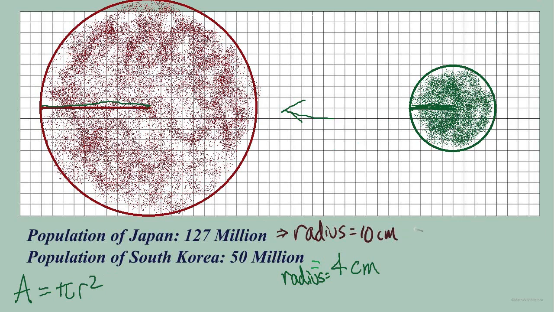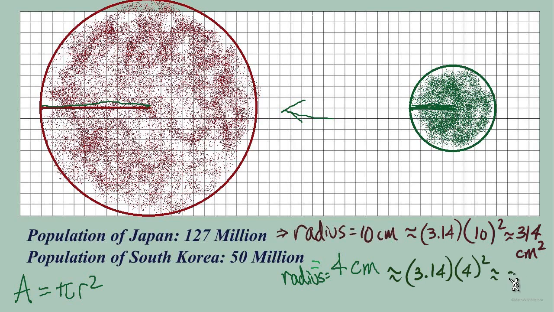So let's calculate the areas of these two circles. I'll approximate and use 3.14 for pi. The radius is 10, and remember order of operations, so we'll do the exponent first and then the multiply. So the circle representing the population of Japan has an area of about 314 square centimeters. A circle with a radius of just 4 centimeters is an area of about 50.24 square centimeters.